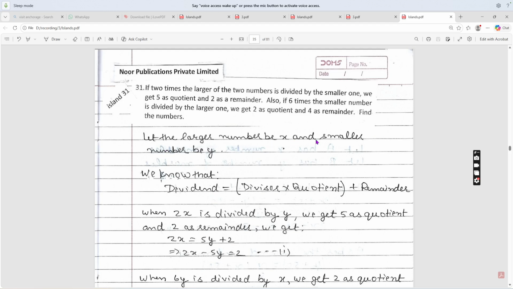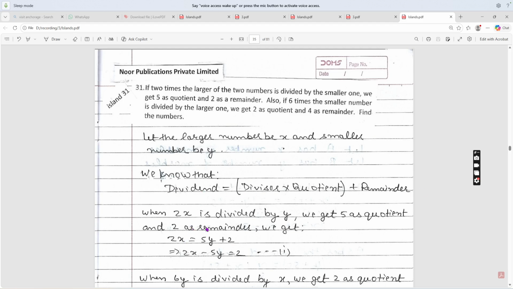Let the larger number be x and the smaller number be y. Now when 2x is divided by y, because it is written, if 2 times the larger of the two numbers is divided by the smaller one. What is the smaller one? That is y. What is the larger number? That is x, so 2 times it is 2x. So when 2x is divided by y, we get 5 as quotient and 2 as remainder. Now we are going to put these values in this theorem only.